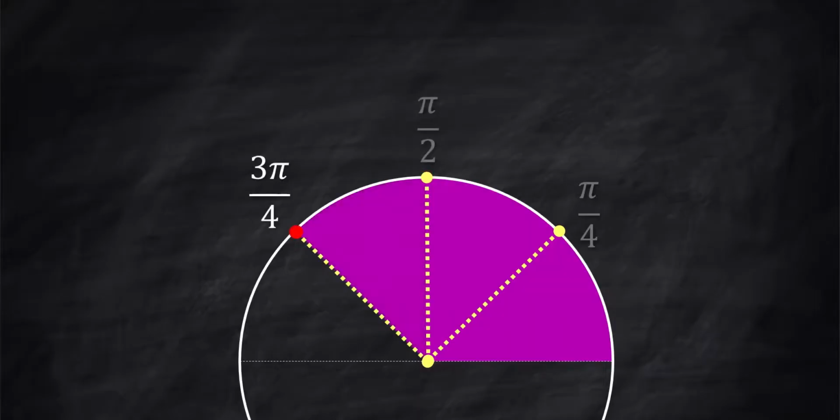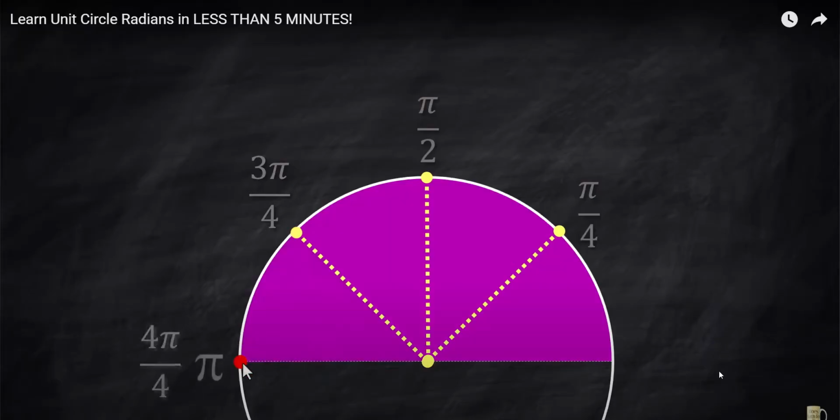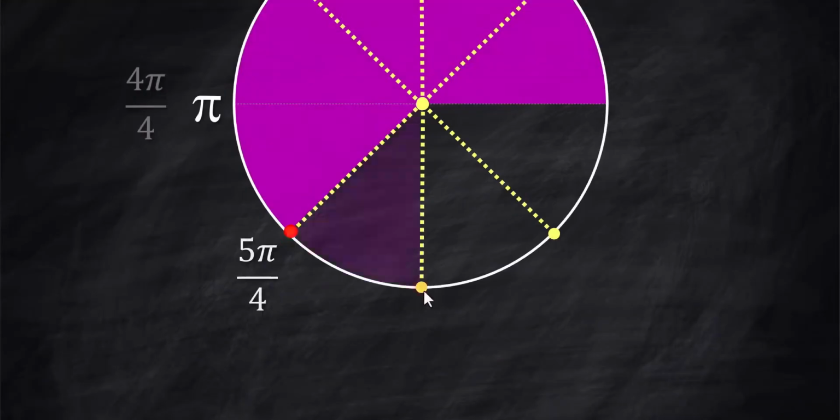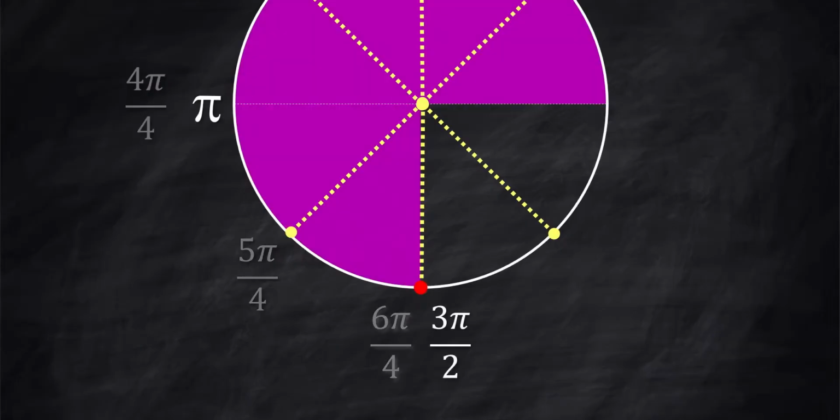3 pi over 4, again, we're counting up. 1 pi over 4, 2 pi over 4, 3 pi over 4. This one's fine, it doesn't need to be reduced. Then 4 pi over 4, and that's going to reduce to pi. Moving down south, we have 5 pi over 4. This one is going to be 6 pi over 4, which reduces to 3 pi over 2. Again, there's repetition here, but depending on how you count up, you're going to land on that point again.